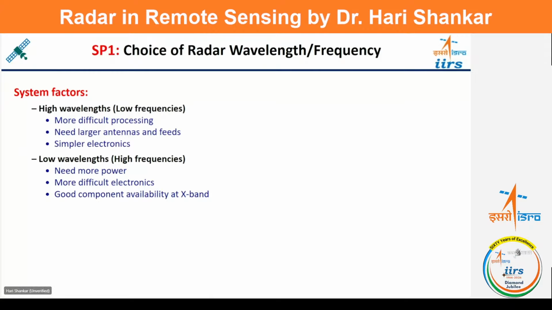So whatever photons we are going to generate, more energy is required for generating such photons. That's what is written: they need more power and more difficult electronics, because this is high frequency electronics, so it is very difficult for development and also in terms of cost. And good component availability at the X band is also a limitation.